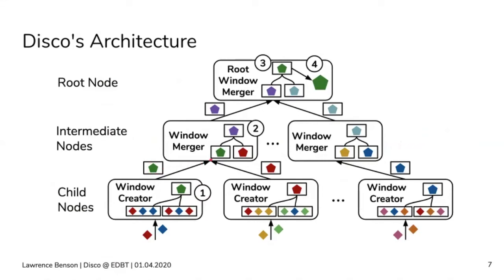The intermediate nodes then collect all these partial aggregates from the children, merge this data, and pass the merged aggregate again to the root node. The root node then has collected all data from all children, merges it, and then can, in the last step, the fourth step, produce the final aggregate.